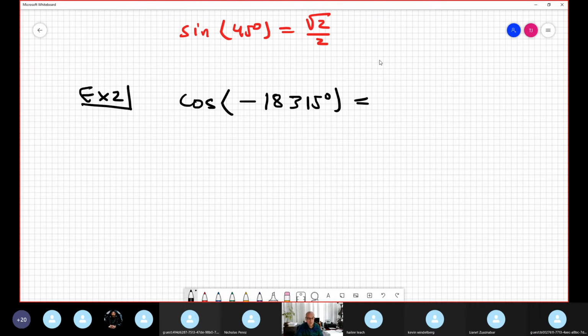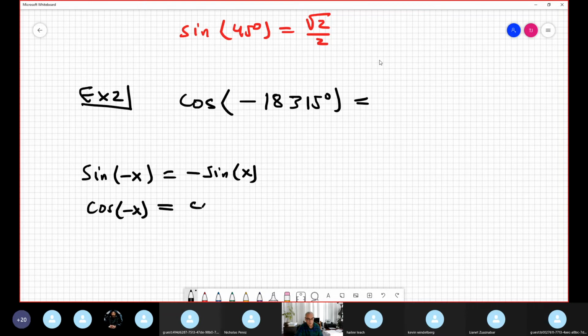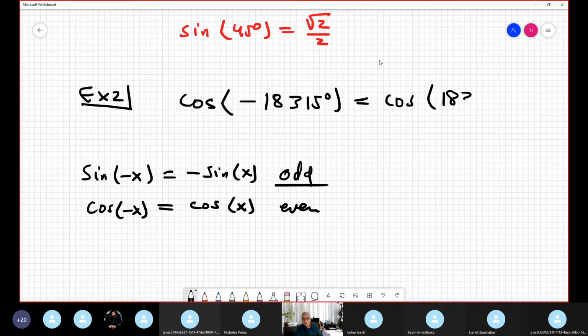No. You apply the even-odd identity, which is that sine of a negative angle is equal to minus sine of the angle. So when you see a negative angle and you see sine, you put the negative outside the trigonometric function. But cosine, no. Cosine of a negative angle is positive, because it's an even function. So don't be scared. When you see that, you put cosine of 18,315 degrees. End of story.